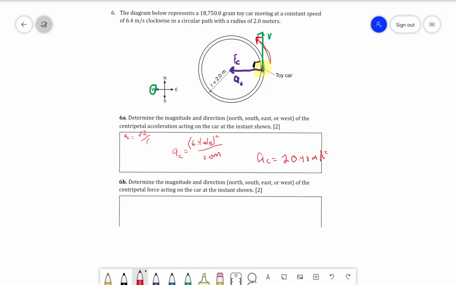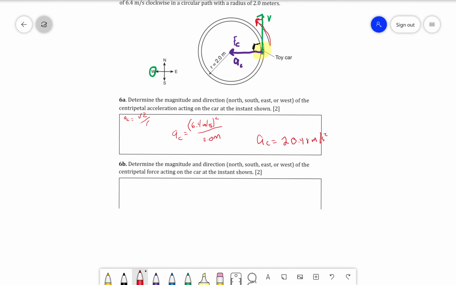Let's look at 6b. 6b says determine the magnitude and direction, north, south, east, or west, we already did that, of the centripetal force acting on the car at the instant shown. Actually, we should write it in. So this is actually 20.48 going west. So now let's find centripetal force. Centripetal force formula, Fc equals mac. Centripetal force equals mass times the centripetal acceleration.